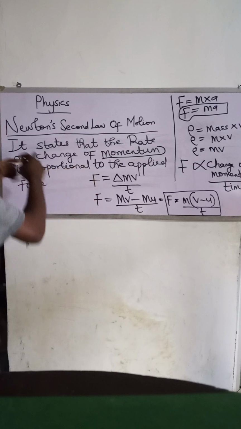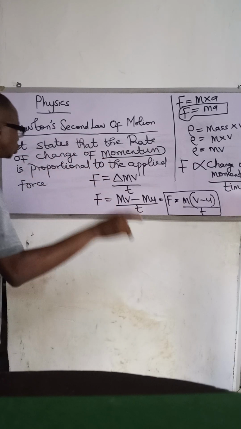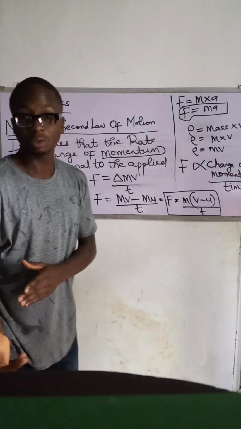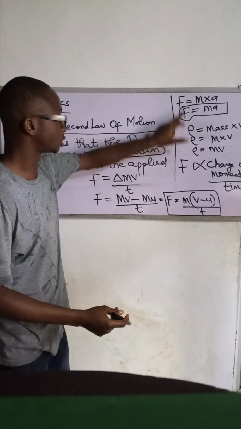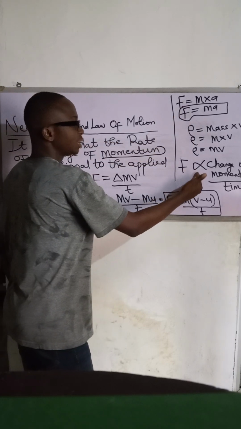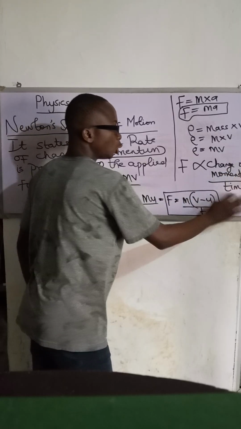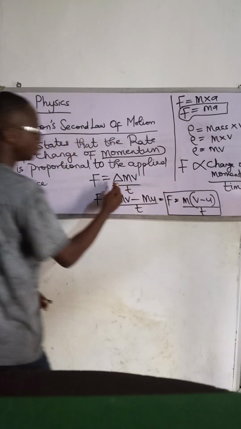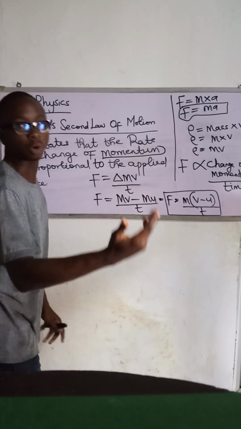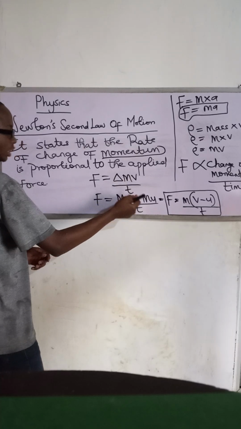So this is Newton's second law of motion. It states that the rate of change of momentum is proportional to the applied force. I've explained what momentum is, the product of mass and velocity, and I talked about this symbol, which is rho. And we derived the formula: F is directly proportional to the rate of change of momentum, which is change of momentum all over time taken. Then change of momentum is delta mv. This sign represents delta, change of. So you have delta mv all over t.